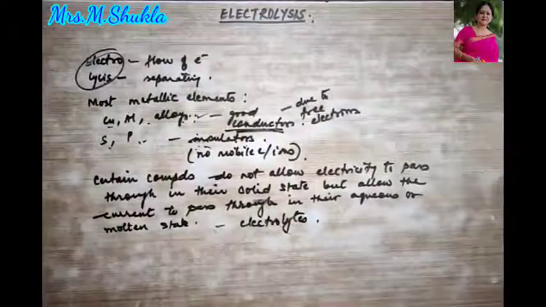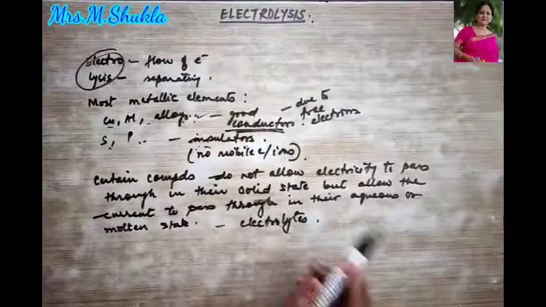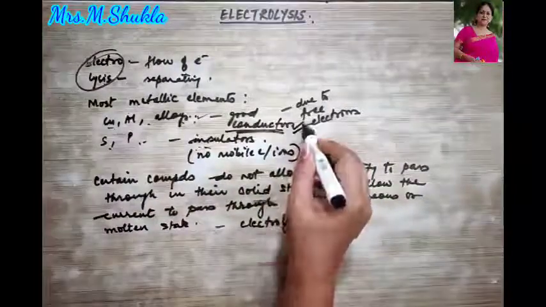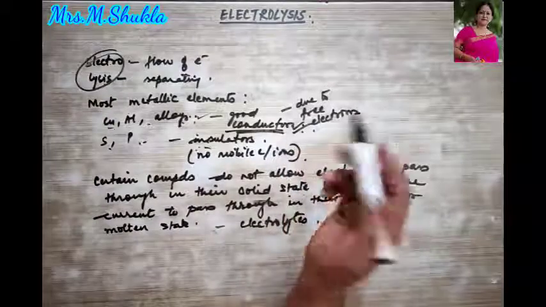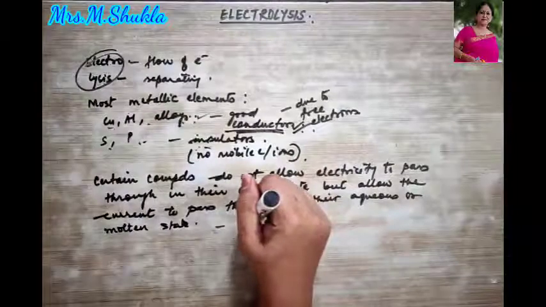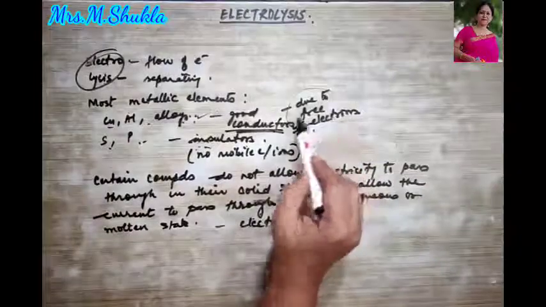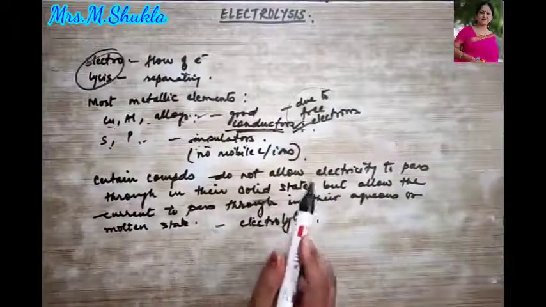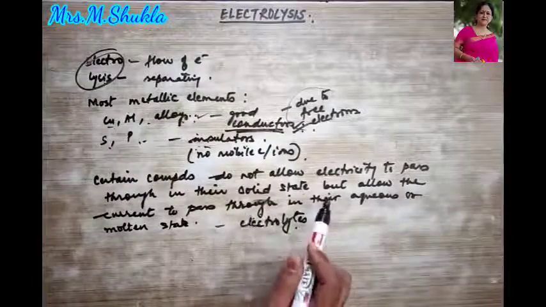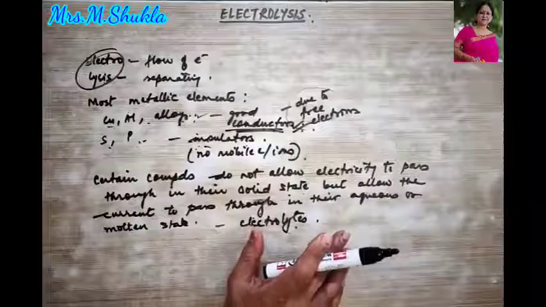Electrolytes allow electricity to pass through in the molten or aqueous state, but not in the solid state. Whereas conductors allow electricity to pass through even in the solid state. So one difference between conductors and electrolytes is that conductors allow electricity to pass through due to free mobile electrons, and electrolytes allow electricity to pass through only in the aqueous or molten state, not in the solid state.